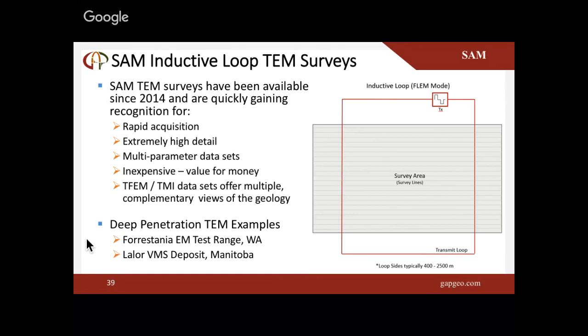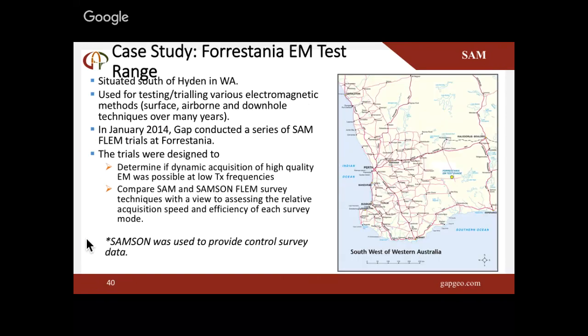I don't need to go into too much more detail here, I suppose, because Doug's already shown you the Layla example. But we have a couple of case studies. One was from the Forestania EM test range in Western Australia, where we compared SAM in a moving acquisition mode, dynamic acquisition, non-stop recording over a couple of known conductors, and compared that with stationary readings with Samson.